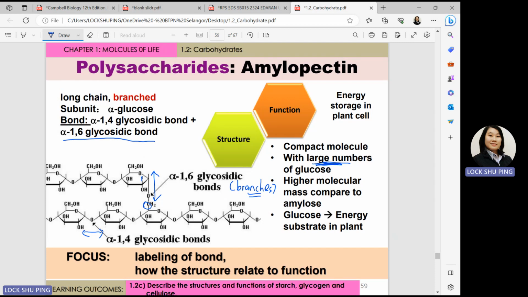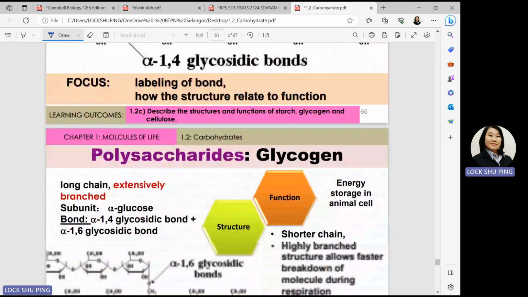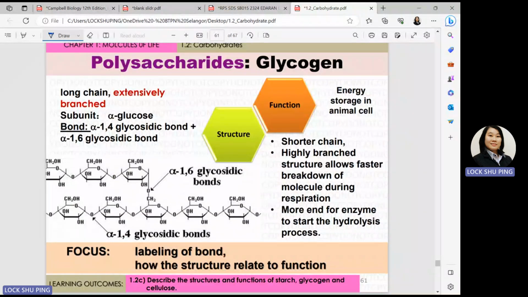Same goes for the amylopectin. Compared to amylose, amylopectin is more compact and can store a larger number of glucose. That's why starch has two types. One is the long chain amylose. Another one is the long chain and branched amylopectin. Okay, finished with the amylose, we go to the glycogen.